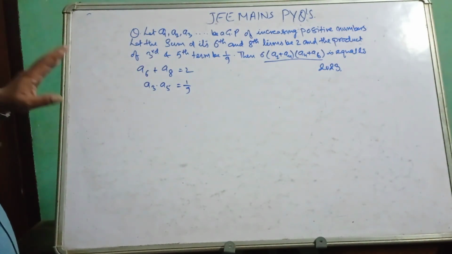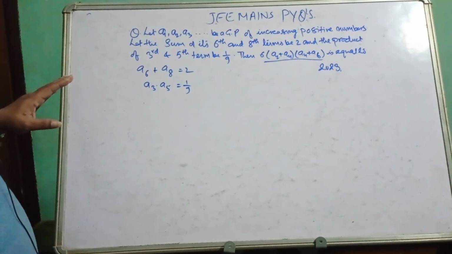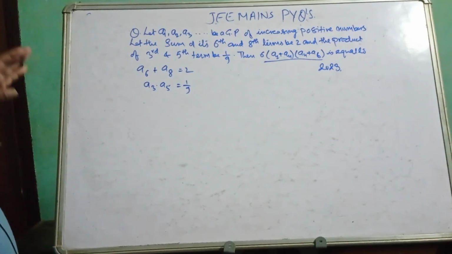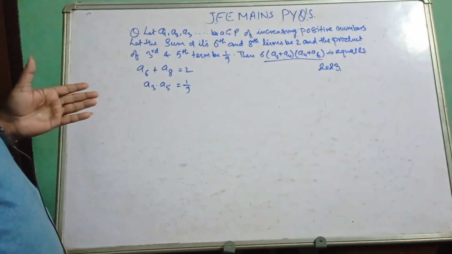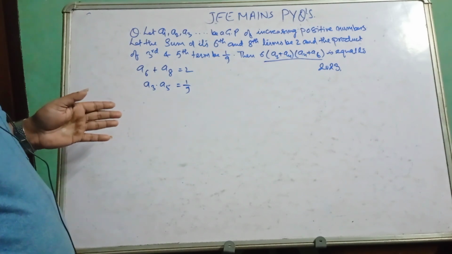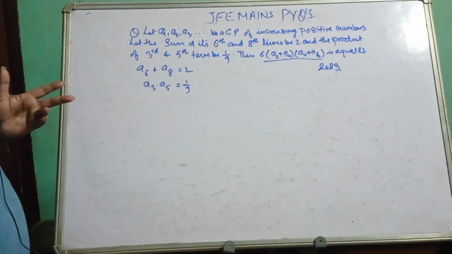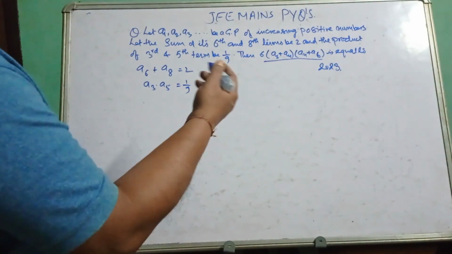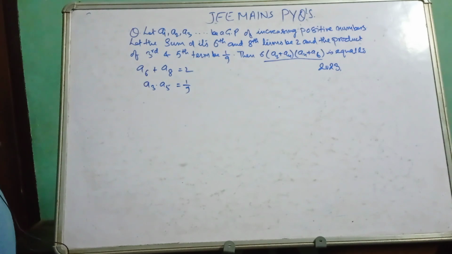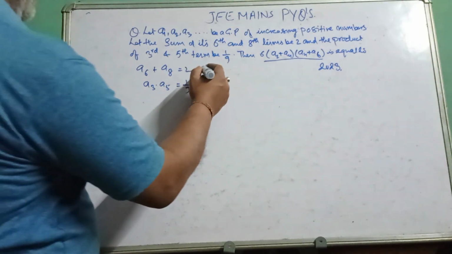This is a very easy question for a higher secondary student. You have to find out the value of A and R because it is in GP. If you can find the value of A and R, then you can easily find the values of A2, A4, A6, place them here, and you will get the answer.